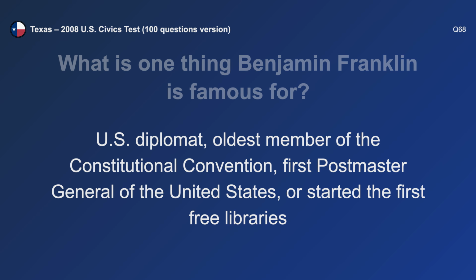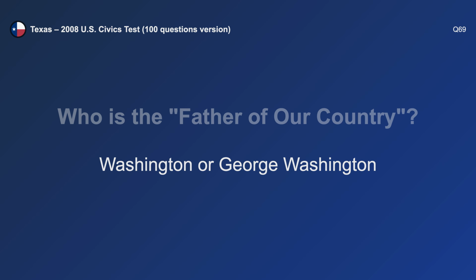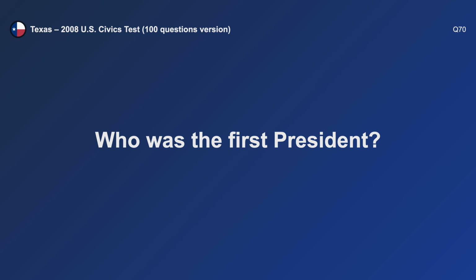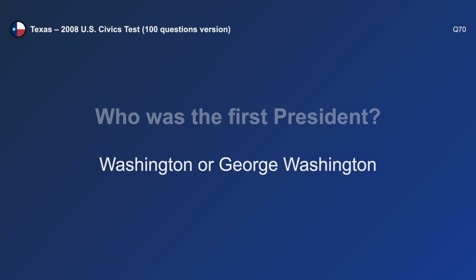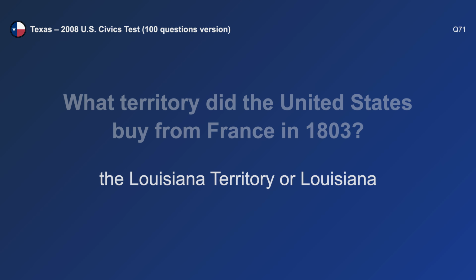U.S. diplomat. Who is the father of our country? George Washington. Who was the first president? George Washington. What territory did the United States buy from France in 1803? Louisiana.